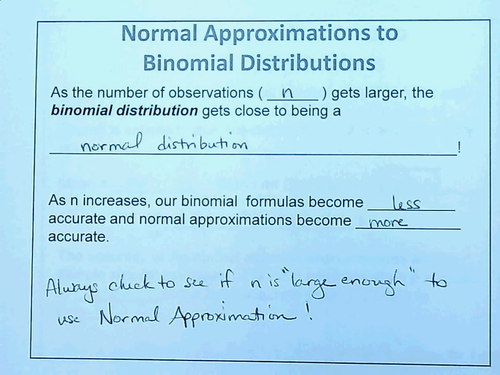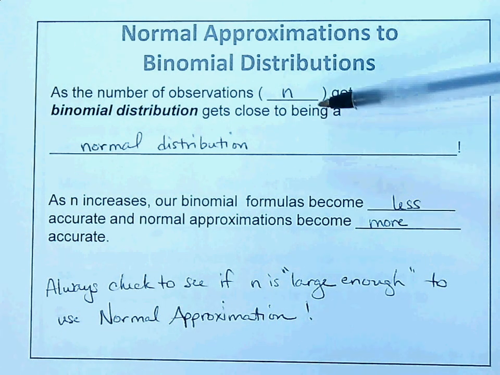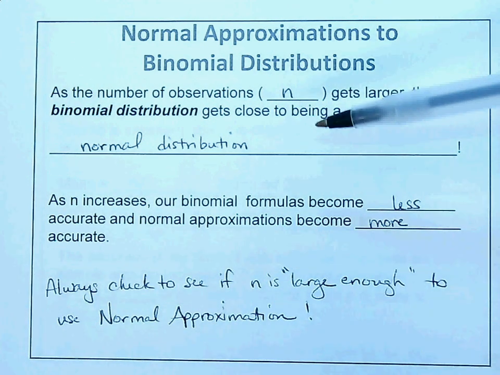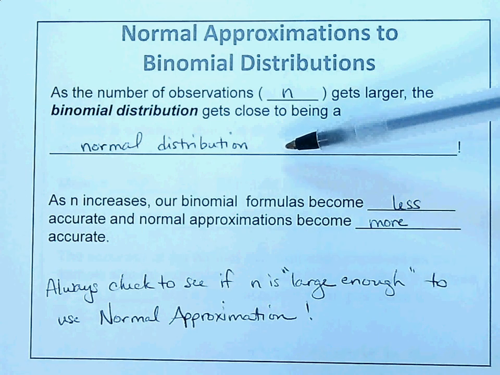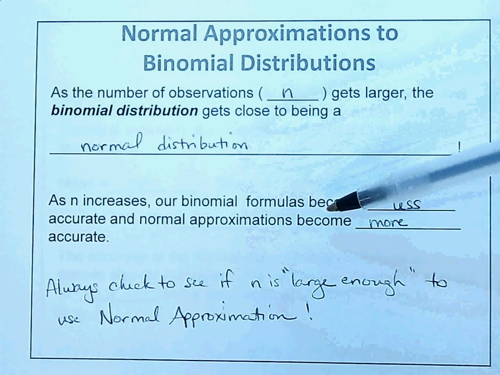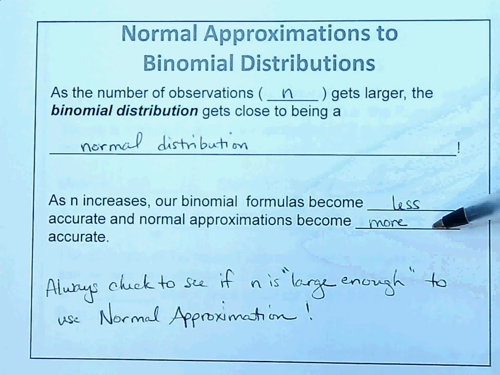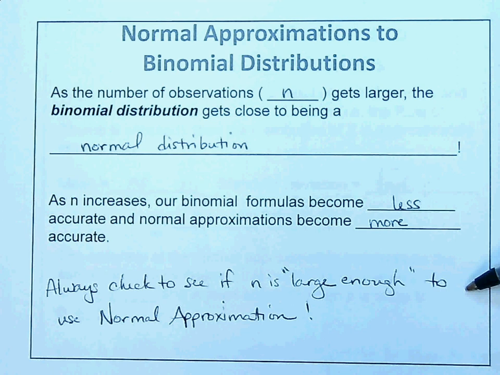The normal approximation for binomial distributions allows us to use the normal curve, the z-tables. There's a lot of things that it buys us. As the number of observations n gets larger in a binomial distribution, the binomial distribution gets close to being a normal distribution. So as n increases, our binomial formulas become less accurate and our normal approximations become more accurate. So you want to always check to see if n is large enough to use the normal approximation. So what does it mean to be large enough?